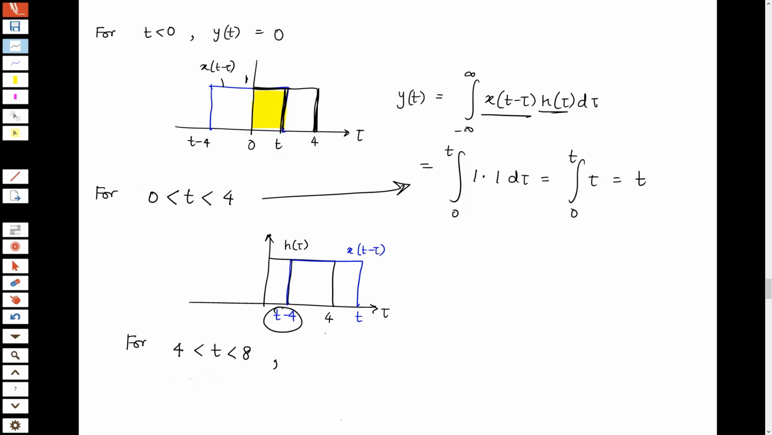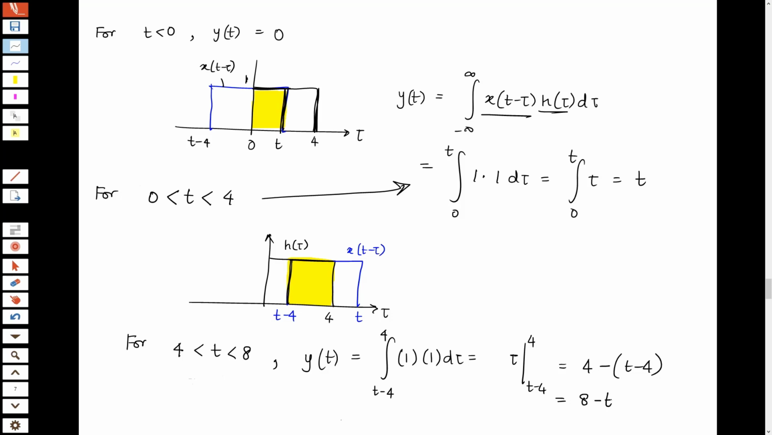In such a case, how do you write y(t)? Now when you have to plug in the limits, you know that this is the only common area of overlap. There's no point in multiplying anything outside this. So what are these limits now? t minus 4 to 4, right? 1 into 1 d tau, which is simply tau putting limits from t minus 4 to 4. This would give you 4 minus (t minus 4), which is equal to 4 minus t plus 4, 8 minus t.